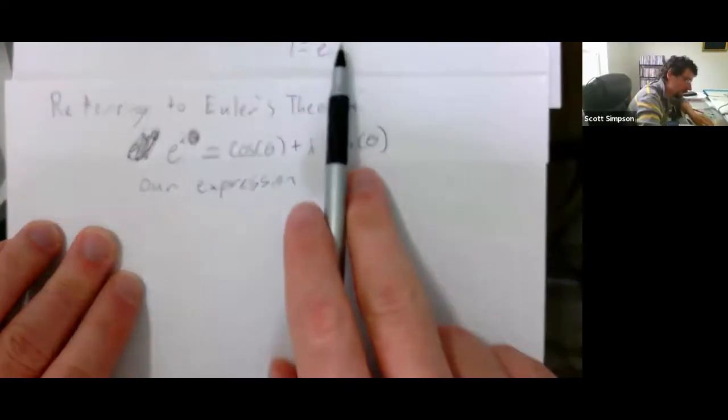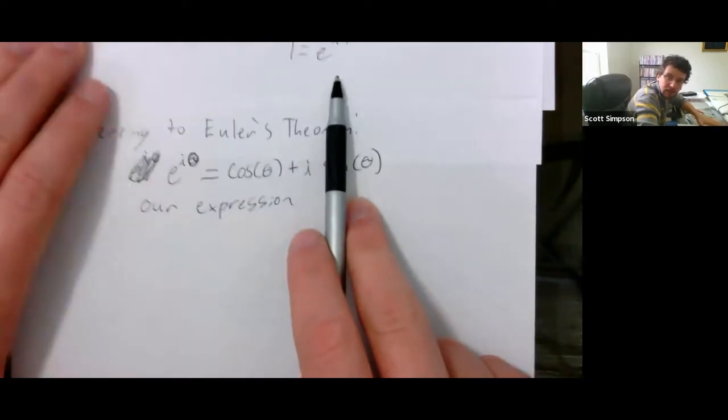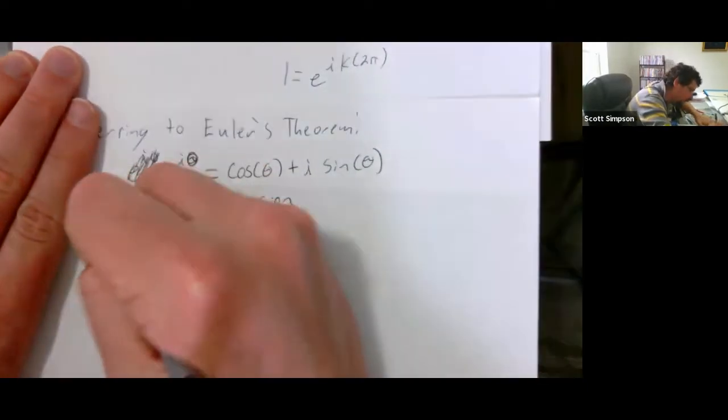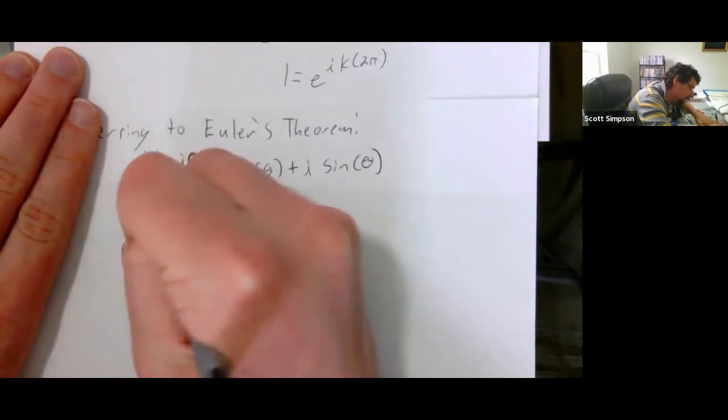Okay. So we came to this expression, which I can't see. So we have e to the i k 2 pi.